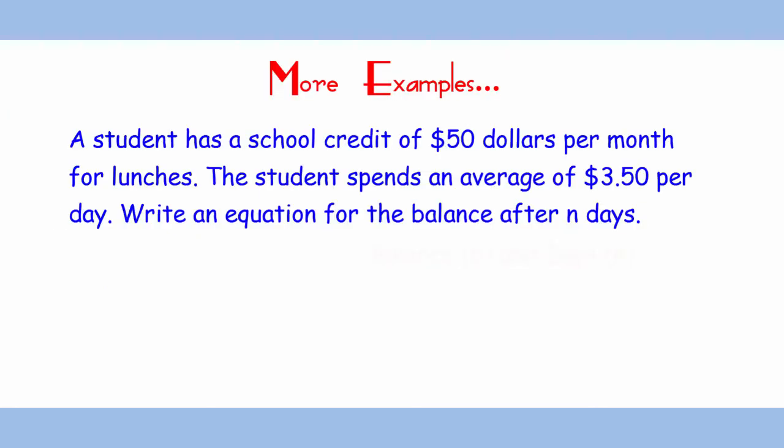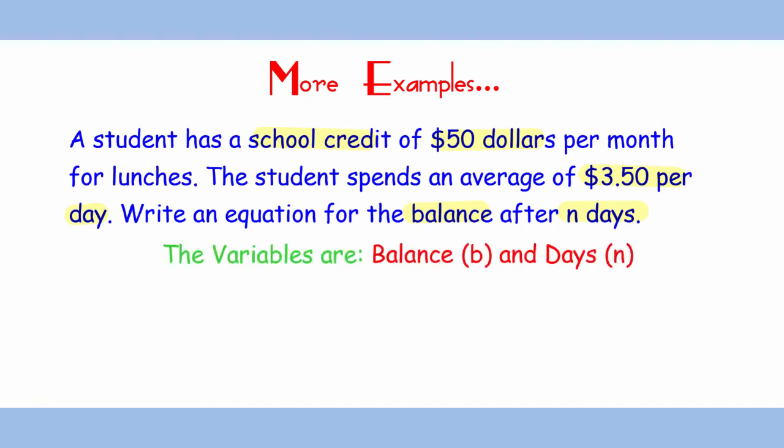Now let's try 2 more examples. A student has a school credit of $50 per month for lunches. The student spends an average of $350 per day. Write an equation for the balance after n days. So the 2 variables that we need to compare in this question are balance and days.